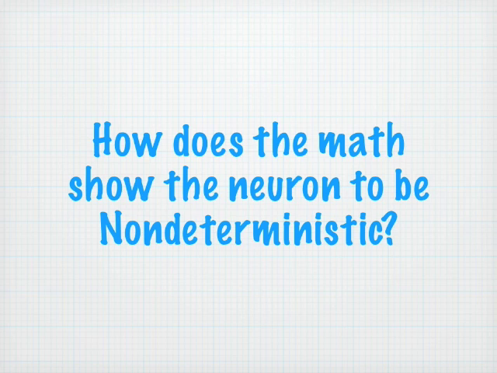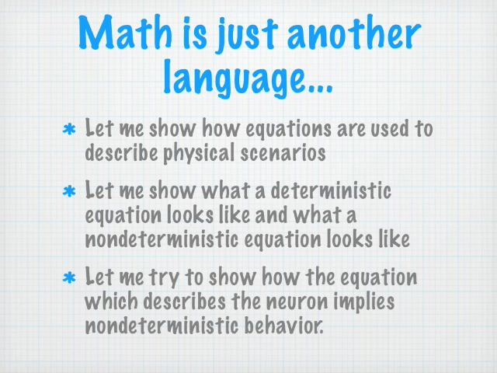In this video, I'm going to try to answer your second question. How does the math show the neuron to be non-deterministic? I hope you'll indulge me if I go into it a little bit in depth, because you're not the only ones to ask this question. Other people have wondered how this works too. So I'm going to peel into it in some detail here.